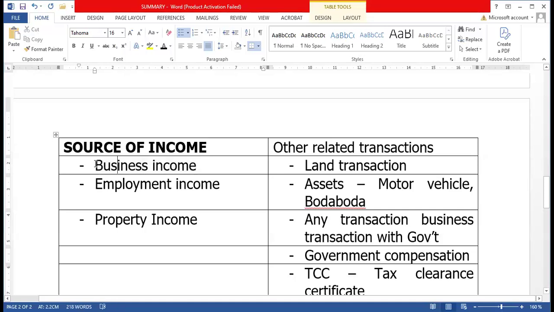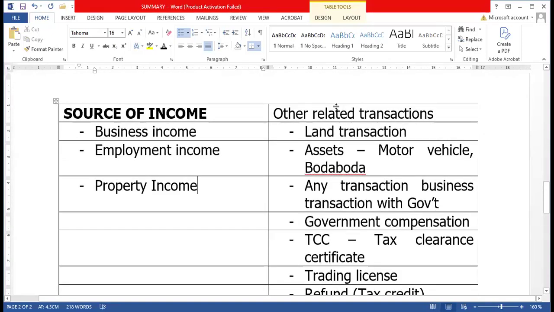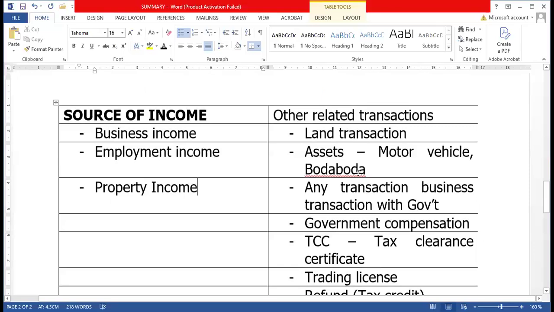You are earning an income which requires you to pay what? Taxes. You are in employment. You're earning employment income. You must pay taxes in the form of PAYE. Okay? You have some investment somewhere, or you are earning an income, or you're doing a transaction that requires a TIN.